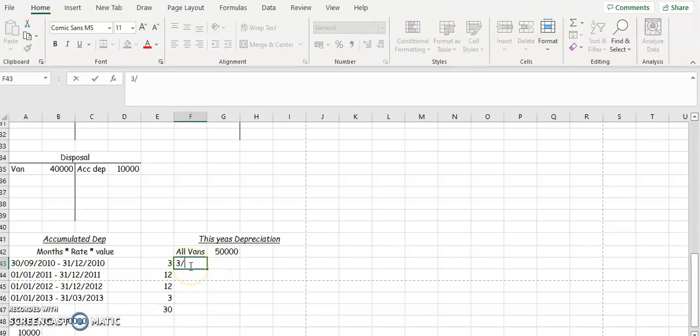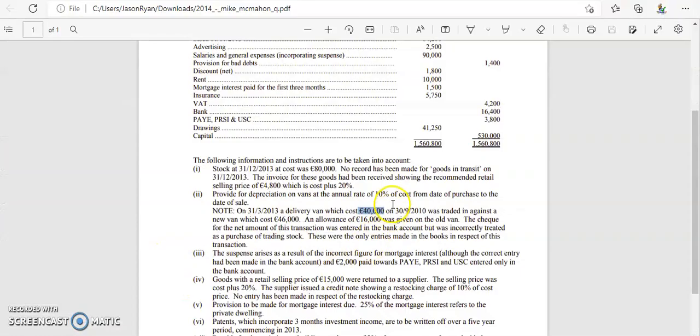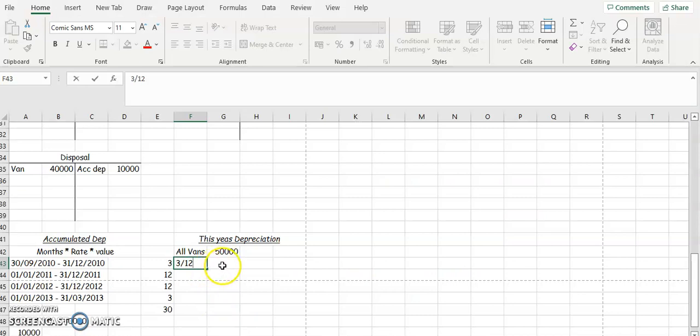Then we got the van that we have for the first 3 months of this year, which was this 40,000. So if we go back to the question, it said that on the 31st of the 3rd, 2014, we had this van worth 40,000. We had it for 3 months of this year. So we're going to have to use that depreciation. So it's going to be 3 months.